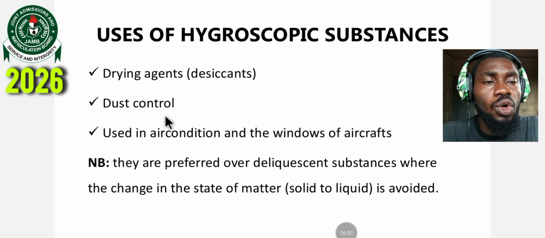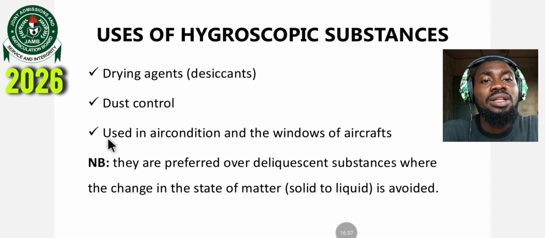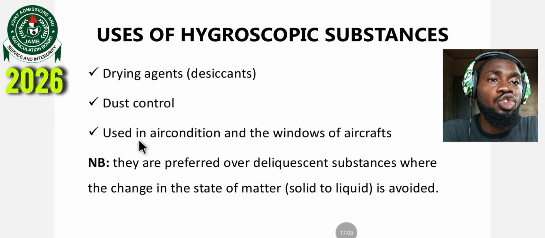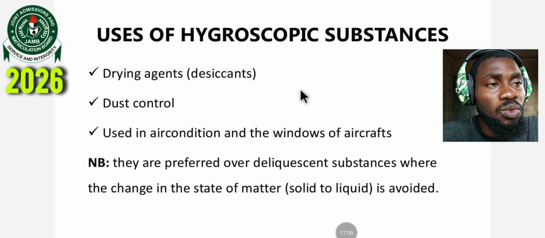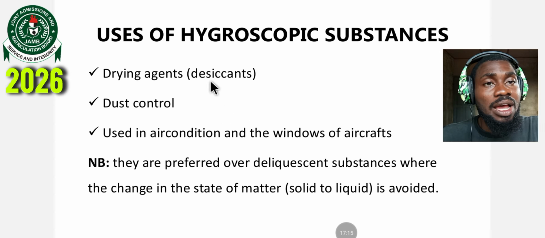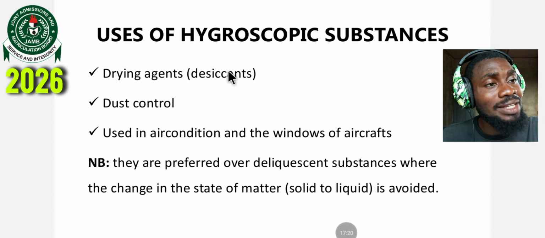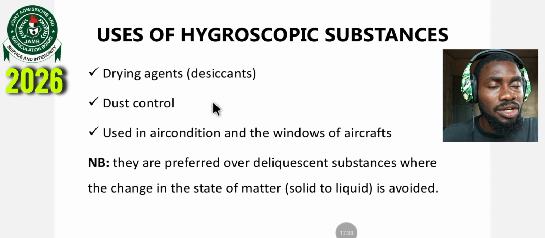The second use of hygroscopic substances is dust control. They are used as dust control, just like the deliquescent substances. The third use of hygroscopic substances is in air conditioning and the windows of aircraft. So they are used equally, both deliquescent and hygroscopic substances. But the difference is that hygroscopic substances might be chosen over deliquescent substances if any percentage of moisture cannot be tolerated.